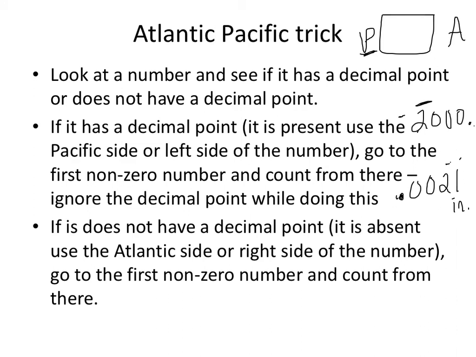Now, if it doesn't have a decimal point, let's just talk about the number 2,000. No decimal point. The decimal point is absent. I'm going to start on this side of the number. I'm going to go to the first non-zero number, which is 2, and count from there. 1. This has 1 sig fig, whereas that has 4 sig figs. The reason is that there's a decimal point there. That's indicating that they are very confident in that 2,000. Whereas with this 2,000, they're basically saying it's about 2,000 feet away, something like that. That's a very rough estimate.